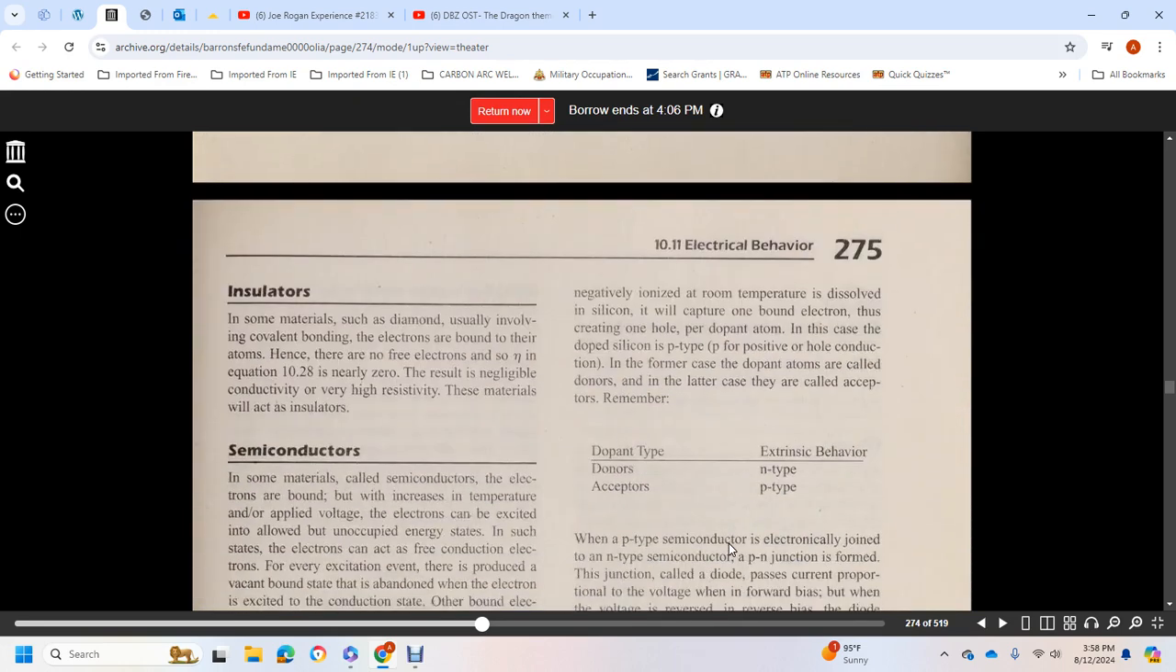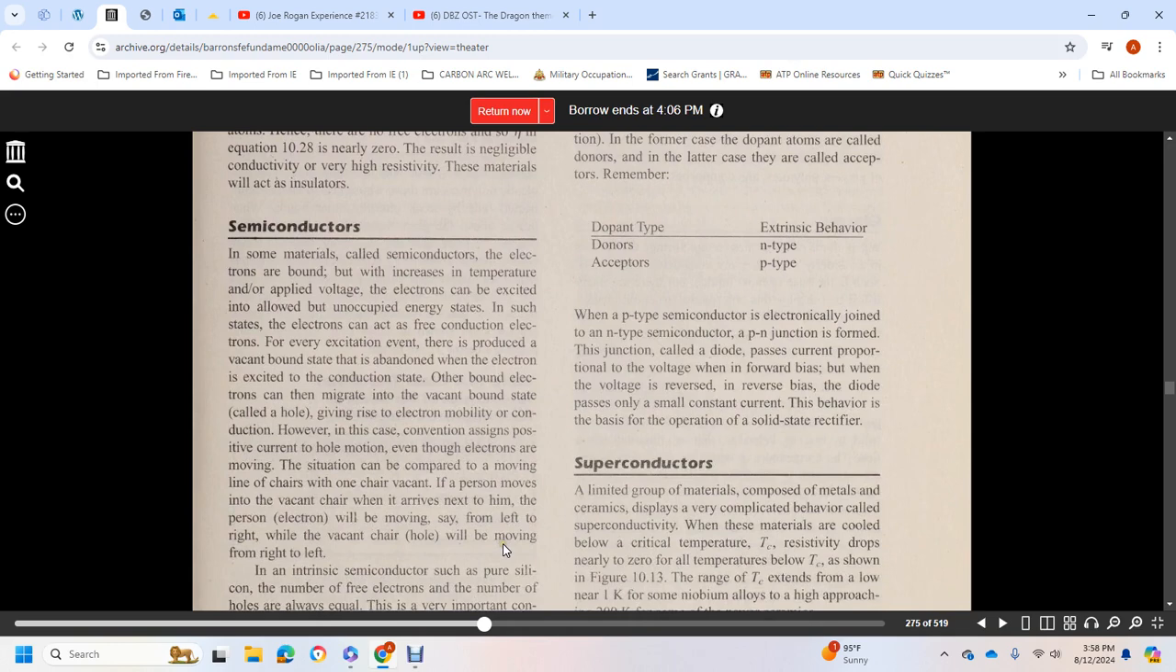Insulators. Some materials, such as diamond, involve covalent bonding, with electrons bound to their atoms, and so there are no free electrons: n in the equation 10.28 is nearly zero. The result is negligible conductivity and very high resistivity, so these materials act as insulators. Semiconductors. In some materials, called semiconductors, the electrons are bound, but with increased temperature and/or applied voltage the electrons can be excited into allowed unoccupied energy states.